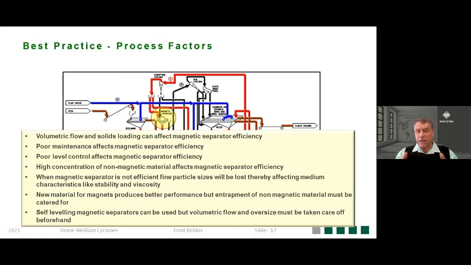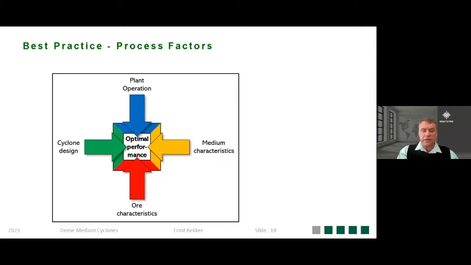And then even with self-leveling magnetic separators, you still need to monitor the volumetric flow rate and check that oversize is not getting into the magnetic separator, so that it doesn't damage the drum section of the magnetic separator. So that's some comments around the magnetic separator.